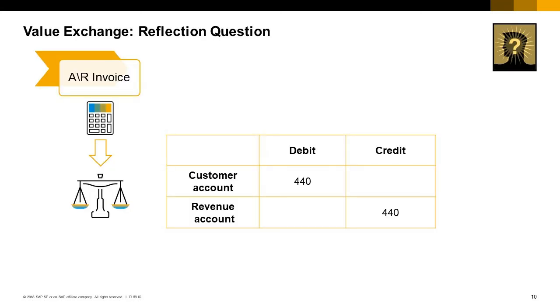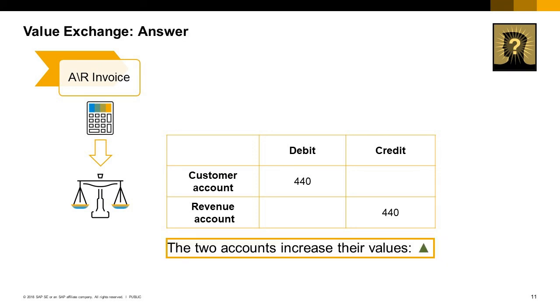In a typical AR invoice, what is the effect of the debit and credit amounts on the involved account balances? Once again we will make some assumptions to keep the example simple. Let us assume that the customer is tax exempt and that this is a non-perpetual inventory system. The answer is that the two accounts increase their values. The customer account is considered an asset, so any debit to this account increases the account's value. A credit to the revenue account, as we saw on the previous slide, increases the account's value.